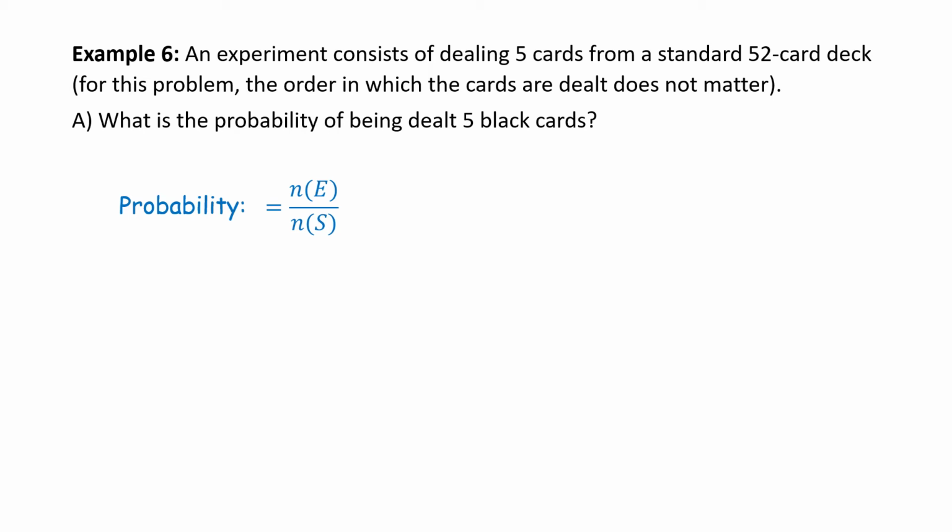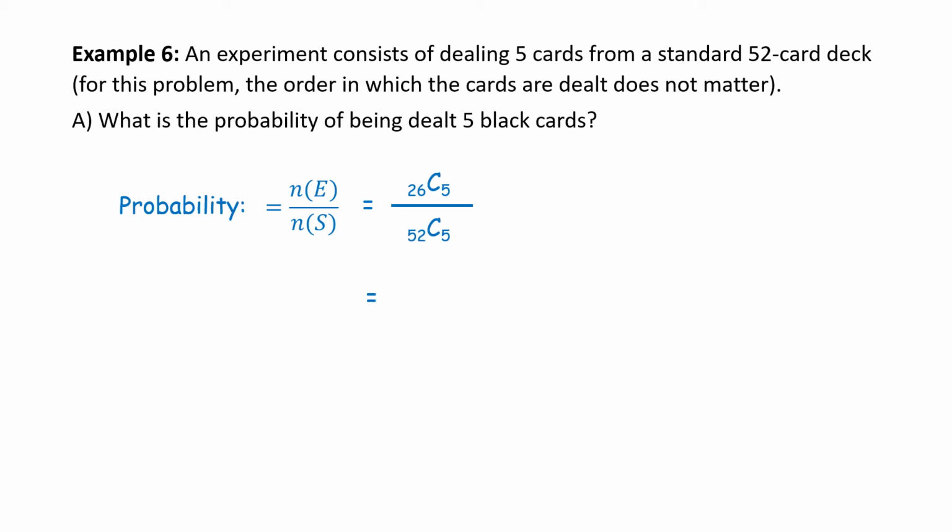N of S. S is the sample space. Our event is 5 black cards. There are 26 black cards in a deck. Any 5 will do, so this will be a combination. 26 choose 5. We divide that by any 5-card hand from the deck of 52. This is also a combination, but this time it is 52 choose 5.